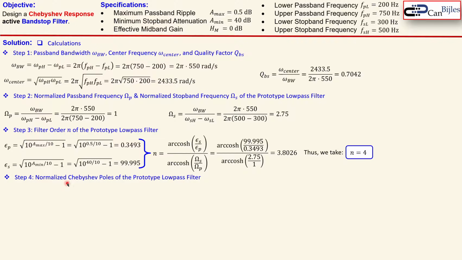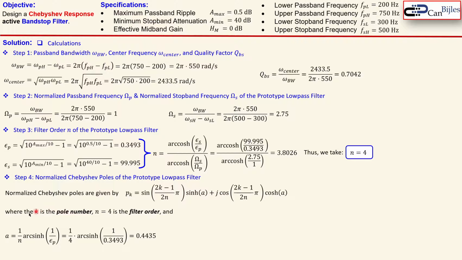Step 4 is our normalized Chebyshev poles of the prototype low-pass filter. Those are given by this formula. You see here the sine and the cosine terms, where the k and n is there. And you also see here the sine hyperbolic and also the cosine hyperbolic with a parameter a. So where k is the pole number here, and n is 4 in this case, because we have a 4th order prototype low-pass filter. And the a is given by this expression. You see here, again, the filter order n, but also the passband ripple as the scalar value. Now when you substitute here the values for 4 and 0.3493, we have determined in step 3, we get this value for the parameter a.